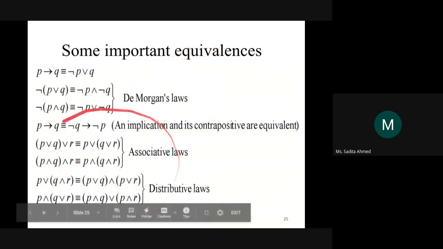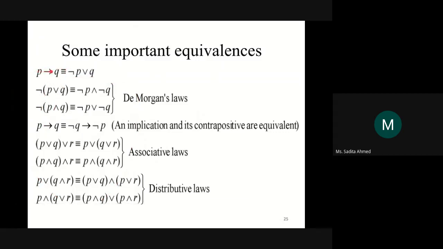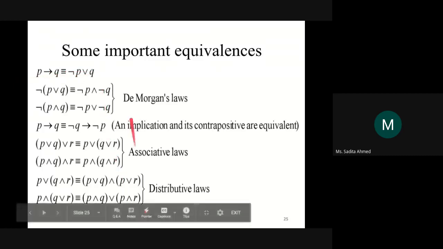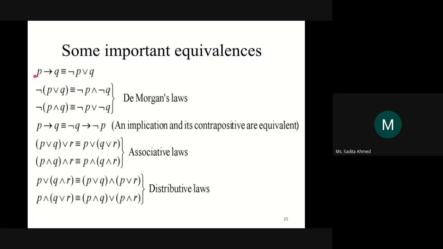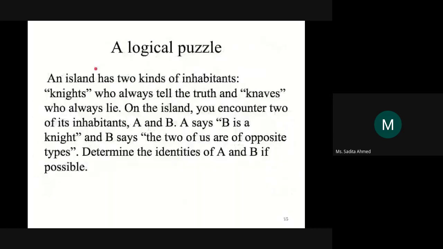All right. And these are some other important equivalences that you also need to know about. All right. So P implies Q is equivalent to not P or Q. This is something you need to know about. Also, this can be derived. All of these equivalences, you can actually derive them yourselves. P implies Q is equivalent to not P or Q. This is actually derived from something that we've already done.